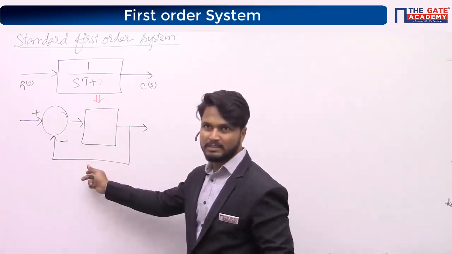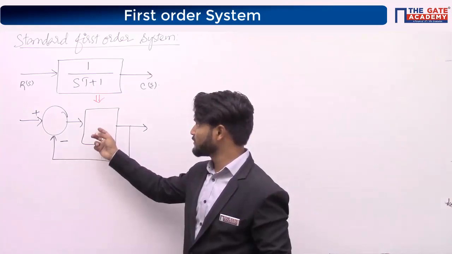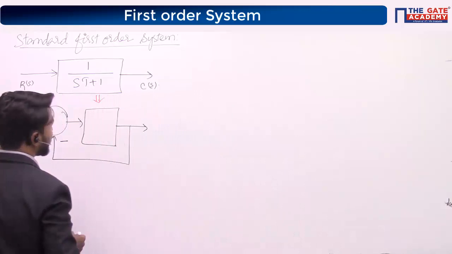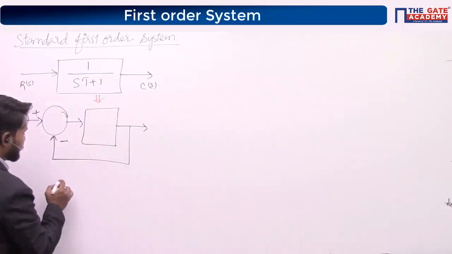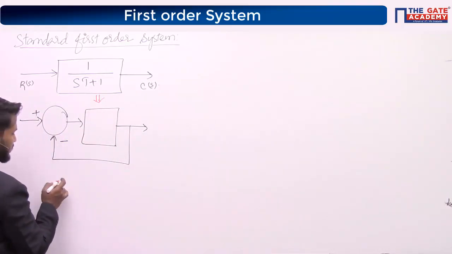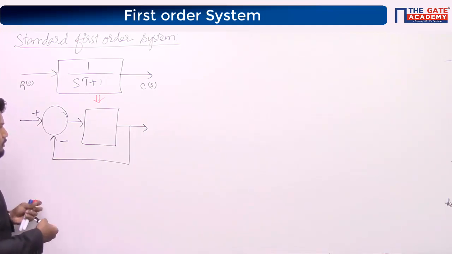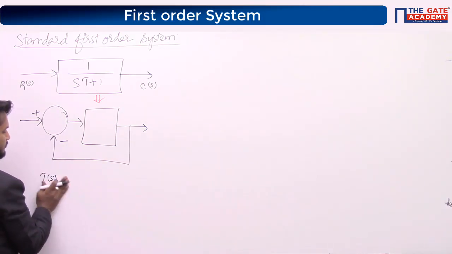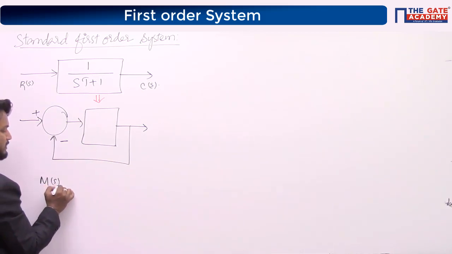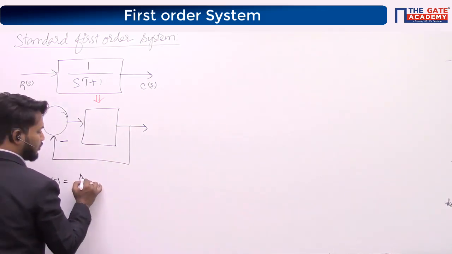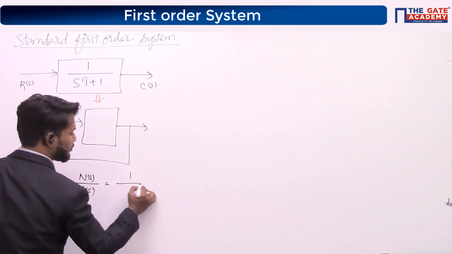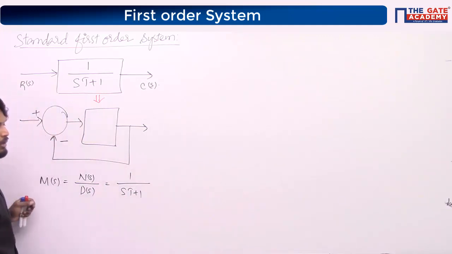See, in this case H of s is equal to 1, which means the open loop transfer function is nothing but just G of s here, right? So if I find out G of s, I will know what to put here. There is one simple way to find G of s. This is your closed loop transfer function, T of s, let us say, or else you can use M of s. M of s is equal to numerator polynomial of s upon denominator polynomial of s, that is equal to 1 by sT plus 1, right?